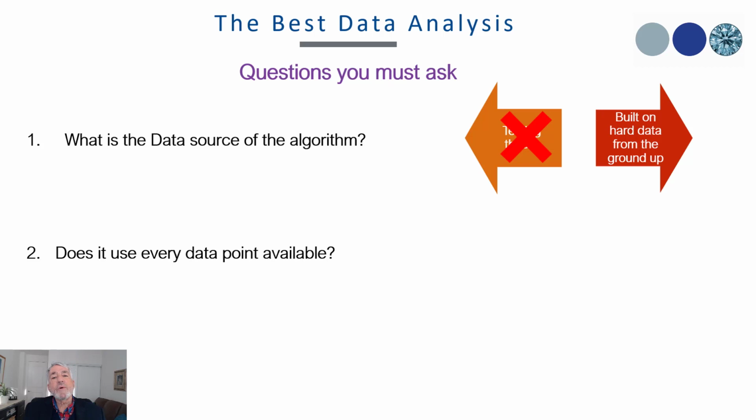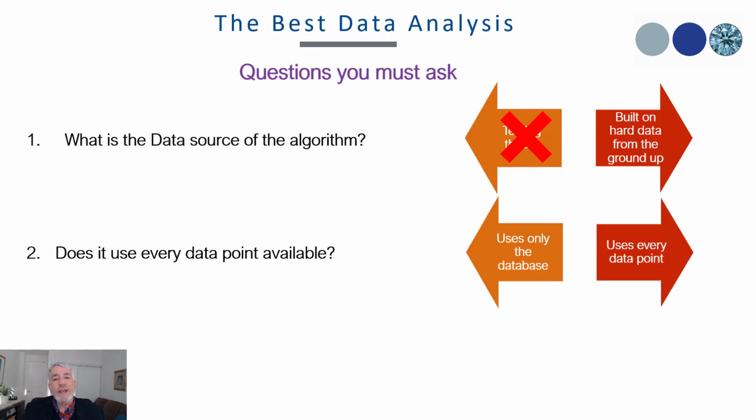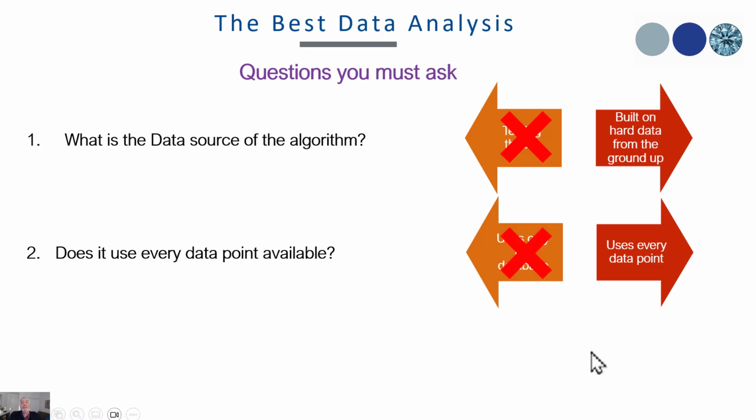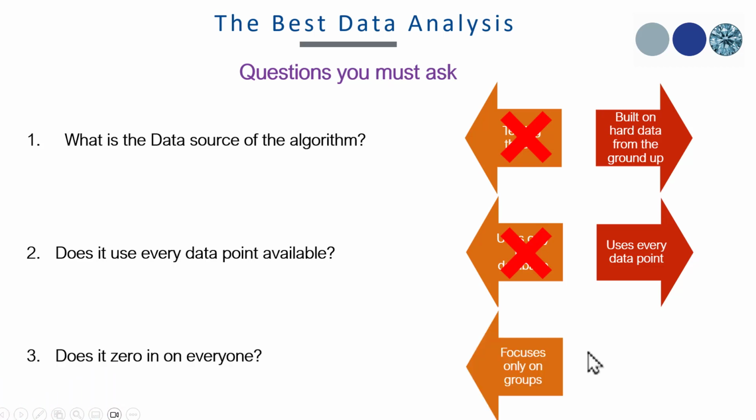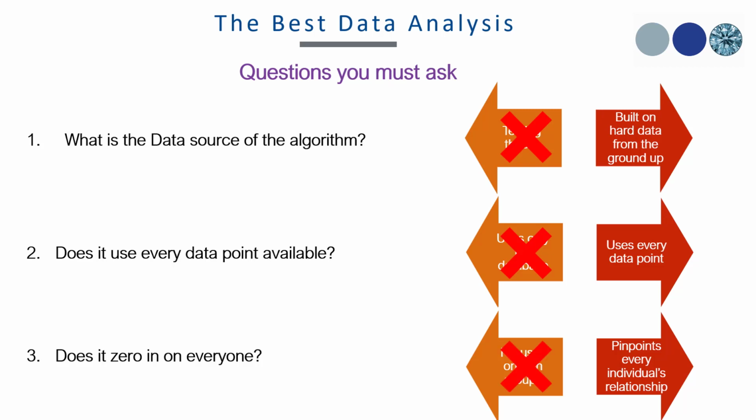Does it use every data point available? Every piece of data you can get your hands on? Or does it use only the database? Or every data point, every list, every little piece of information you have on the strength of the relationship? What's your choice here? Well, you use every data point available. Does it zero in precisely on everybody? Does it focus only on groups? Well, this group of people here. Or does it pinpoint everybody's individual relationship? All of the things that add to that relationship. You want to zero in on every individual.